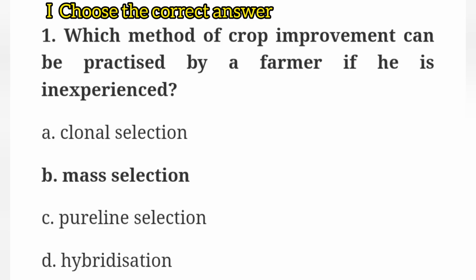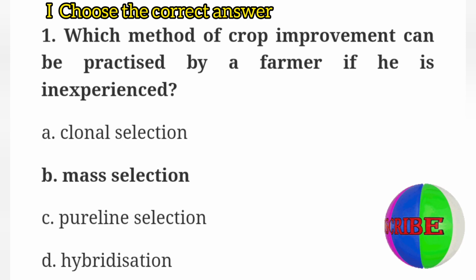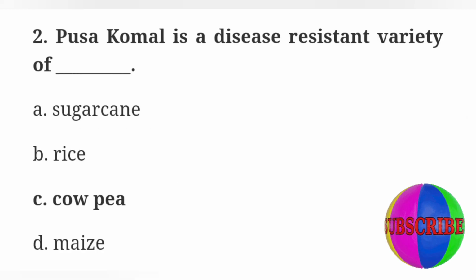First Roman letter, choose the correct answer. First one, which method of crop improvement can be practiced by a farmer if he is inexperienced? Option B answer, mass selection. Second one, Pusa Komal is a disease resistant variety of dash.